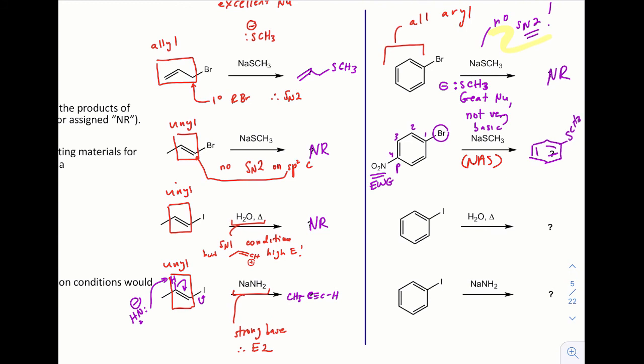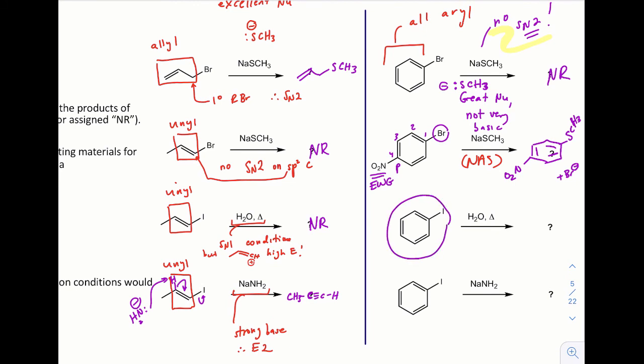So sulfides are sulfur versions of ethers. Now, if you're wondering, well, why doesn't this undergo a benzyne mechanism? It's because thiolate is not very basic. So it's not going to undergo benzyne. It's not going to undergo NAS. It's just not going to do anything. No reaction.